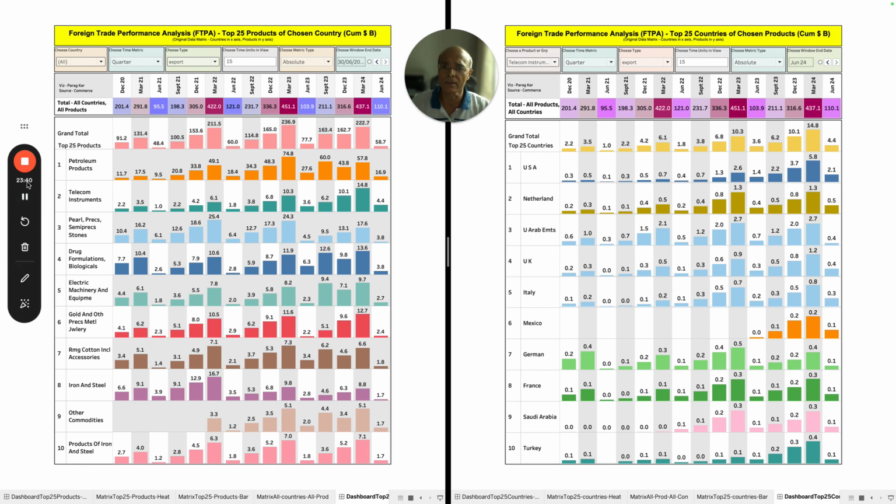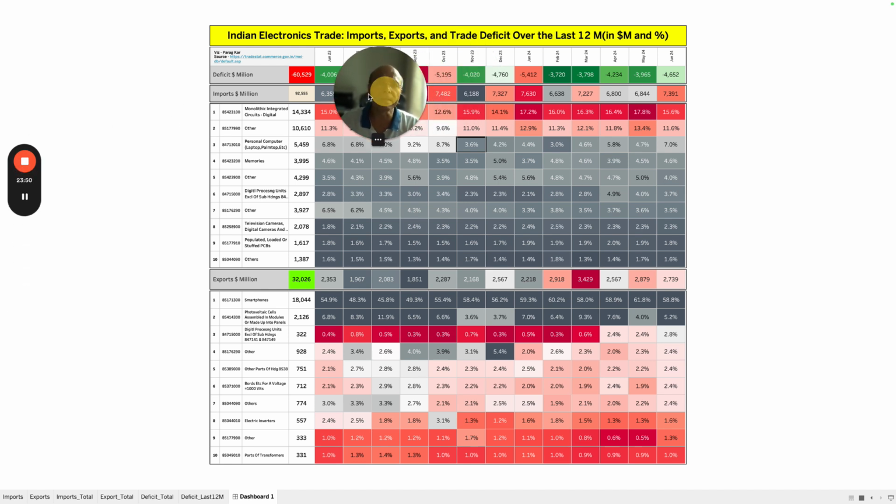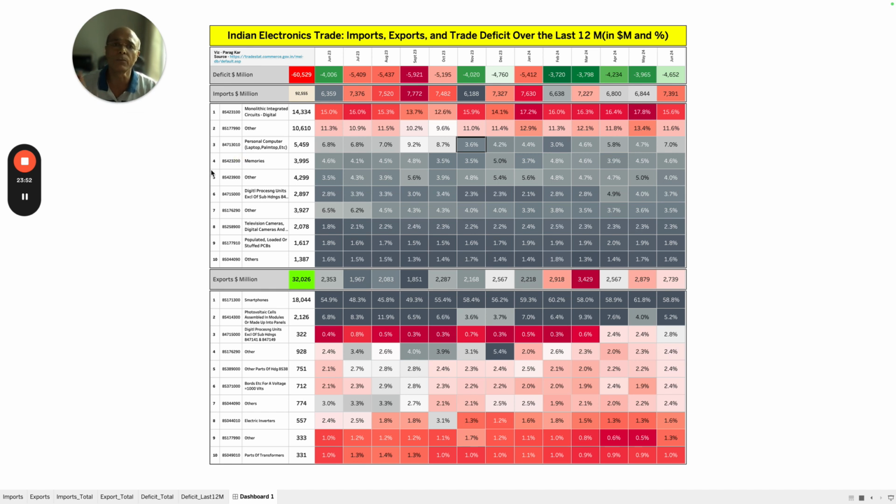Right now, because the time is short, I will end here as far as these charts are concerned. I will just go to one more chart, which is going to do a little bit of a deep dive into our electronic import and export in one single chart. So this chart is pretty important and everybody should look into it, because this is breaking down our import and export as well as deficit at the minutest level of granularity. Let me explain this chart.